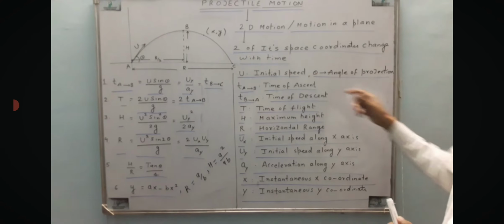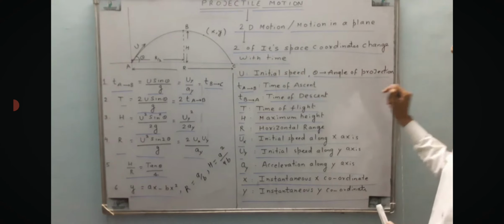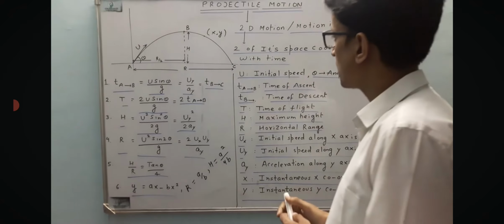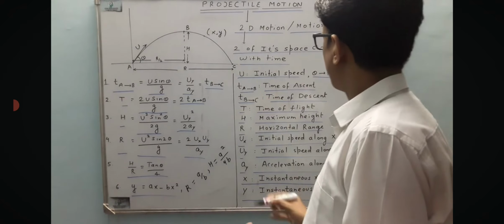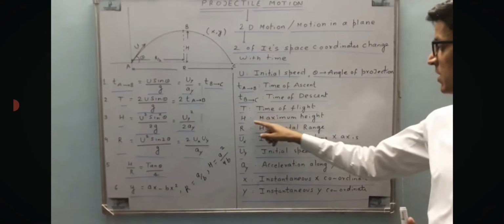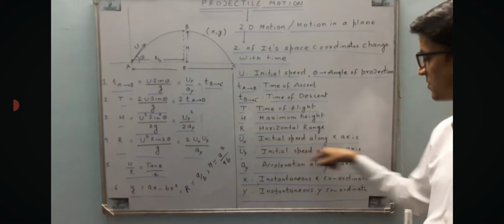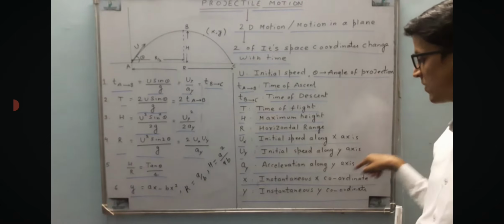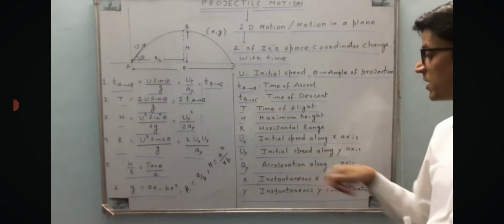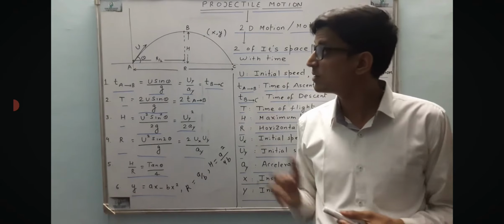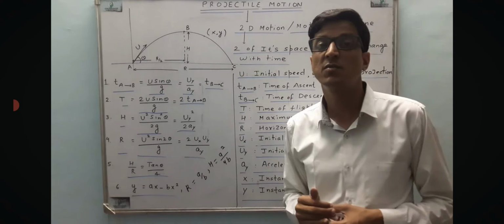So u is the initial speed, theta is the angle of projection, T_AB is the time of ascent, B to C is the time of descent, capital T is the time of flight, capital H is the maximum height, R is the horizontal range, u_x is the initial speed along the x-axis, u_y is the initial speed along the y-axis, a_y is the acceleration along the y-axis, x is the instantaneous x coordinate, and y is the instantaneous y coordinate. So this is information related to projectile motion.